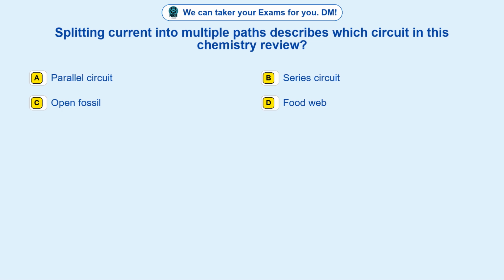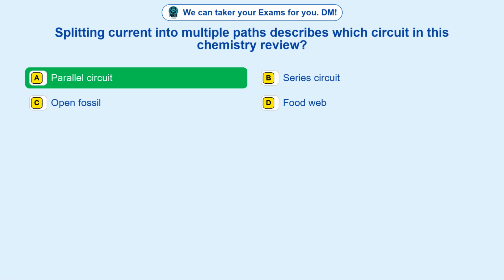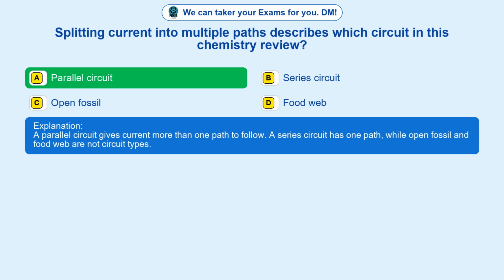Question 72. Splitting current into multiple paths describes which circuit in this chemistry review? Option A, parallel circuit. Option B, series circuit. Option C, open fossil. Option D, food web. The correct answer is option A, parallel circuit. A parallel circuit gives current more than one path to follow. A series circuit has one path, while open fossil and food web are not circuit types.